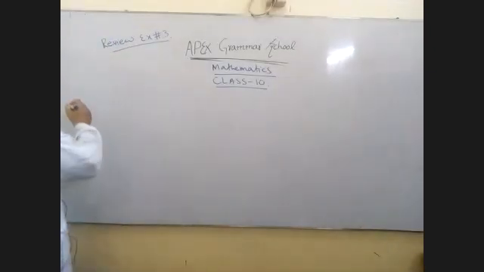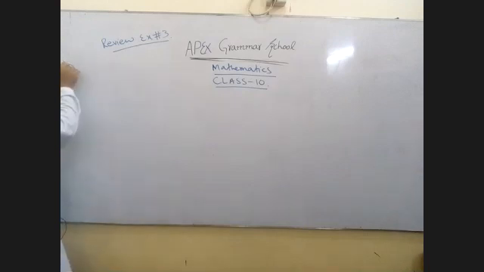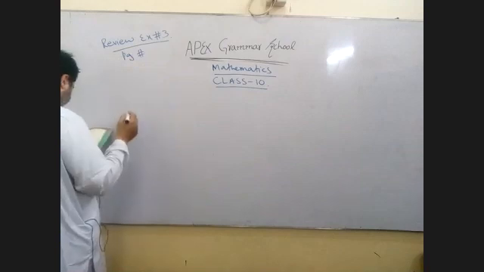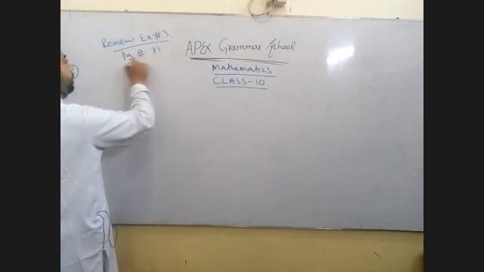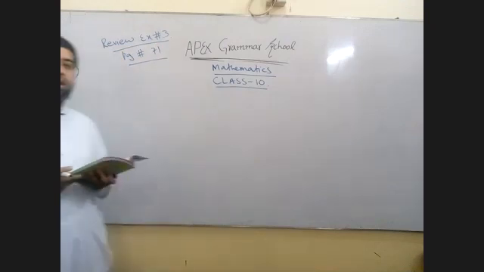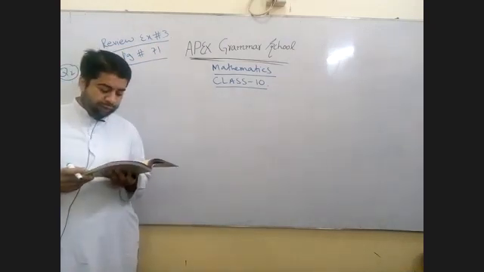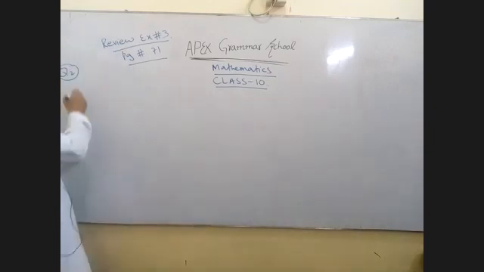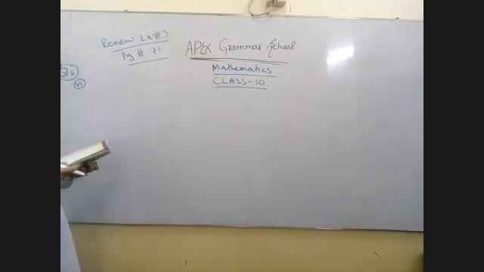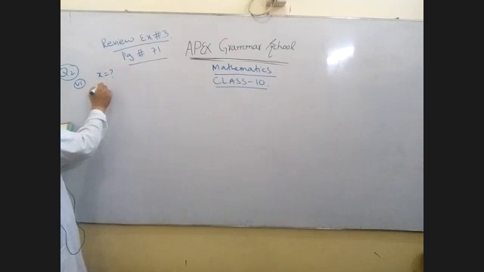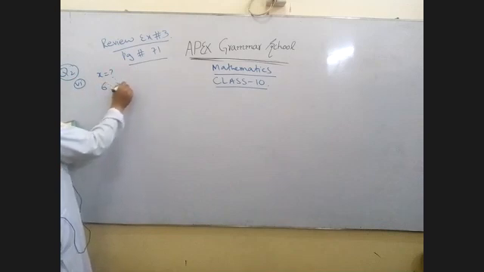Question number 2, page number 71. We have already done parts number 1, 2, 3, 4, and 5. Part number 6 is to find the value of x if this situation occurs.